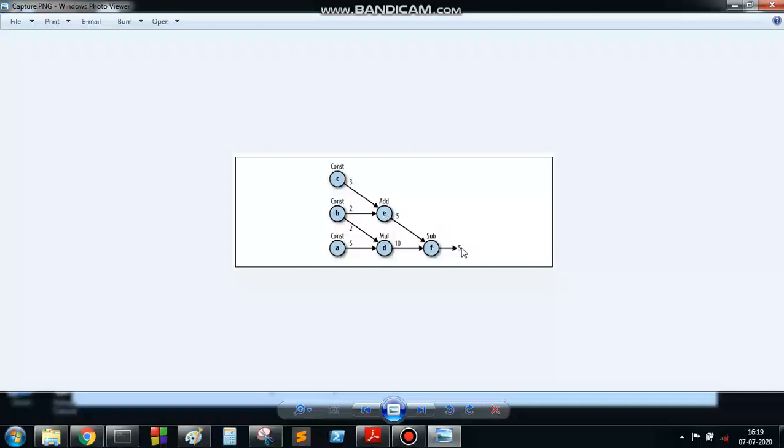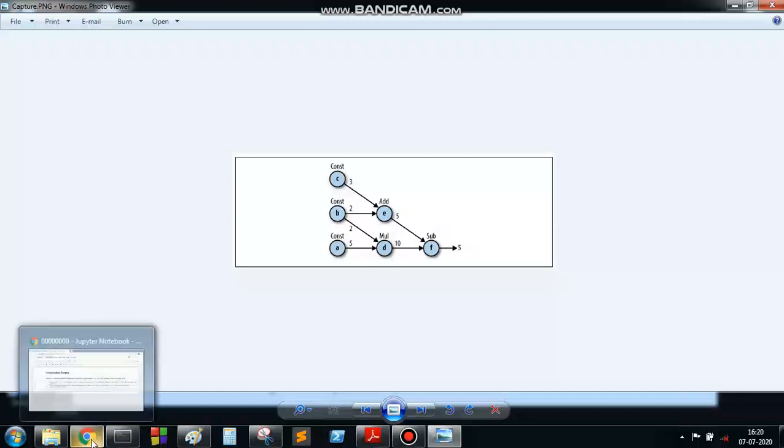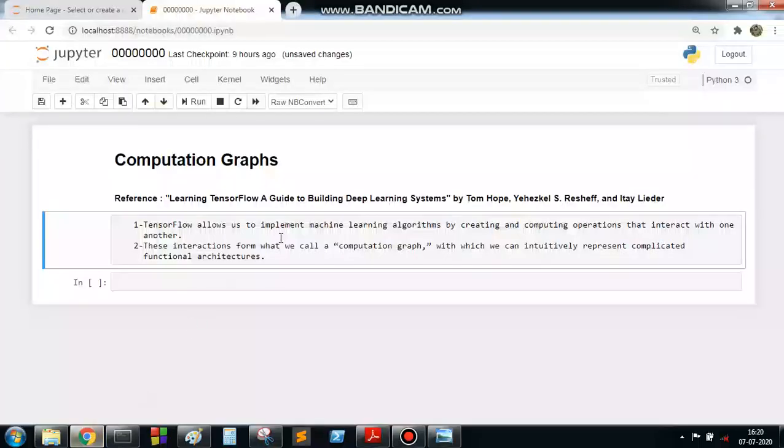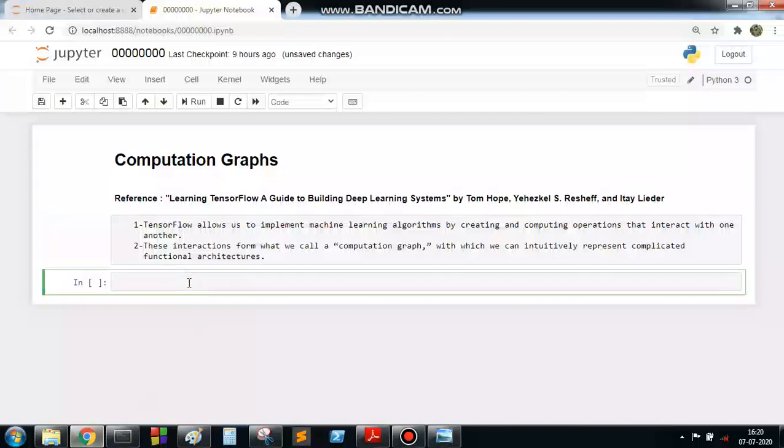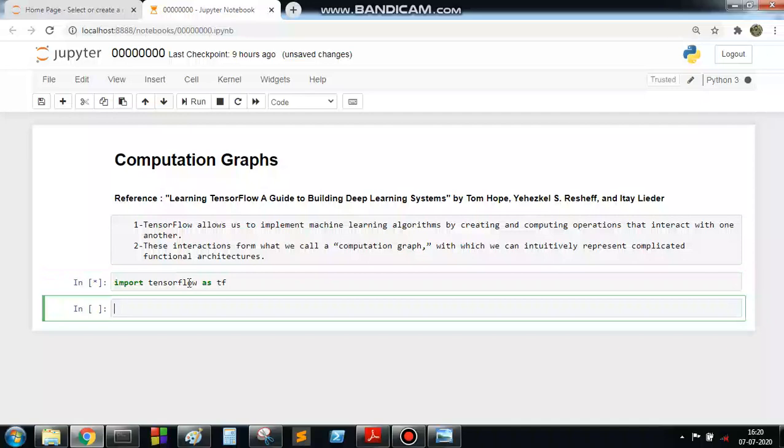So we are going to create this graph in TensorFlow. Let's go to the Jupyter notebook. Here we are. The first thing is to import TensorFlow as tf. So we are going to import the TensorFlow package. Okay, done. Now the first thing is to create these three constants.